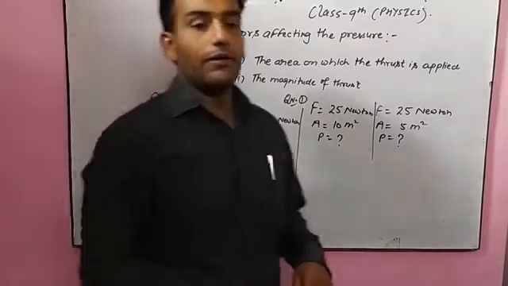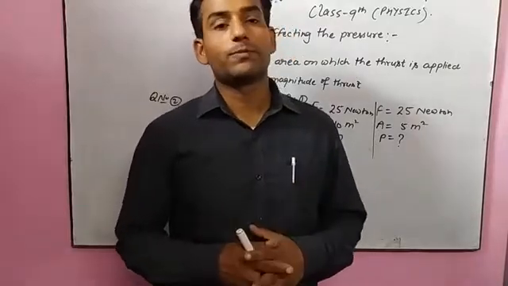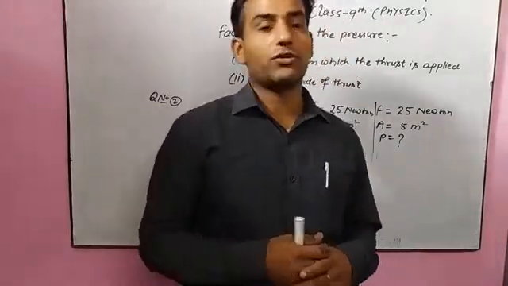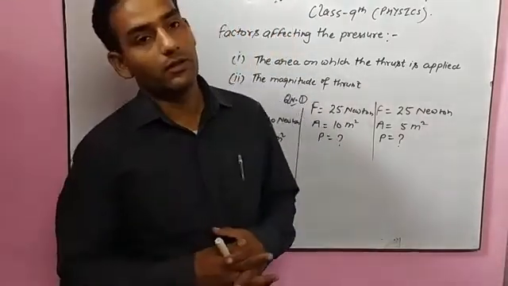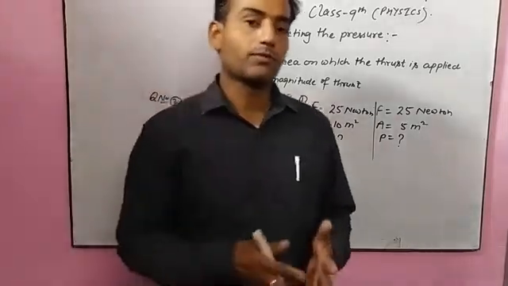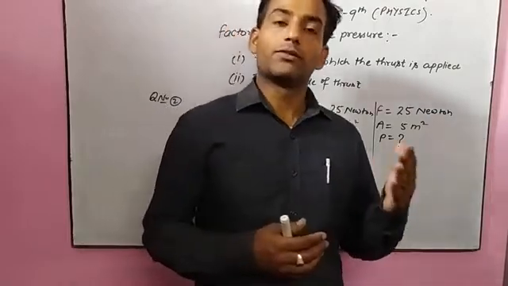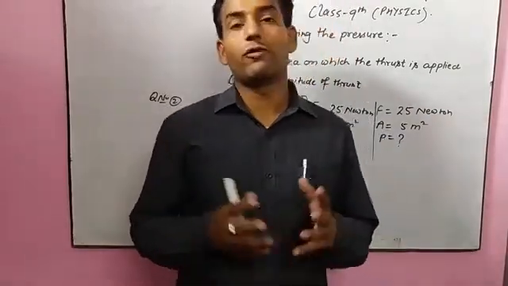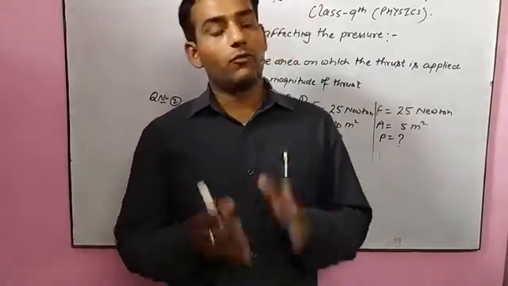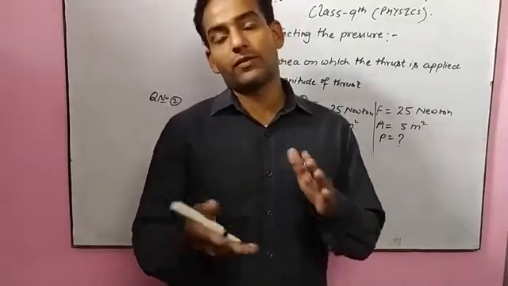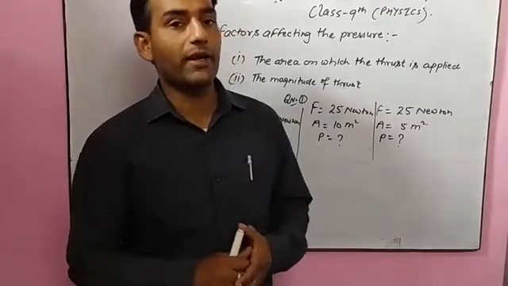In my first lecture of this chapter, I told you what is thrust, what is pressure, and some numericals also based on thrust and pressure. I told you that thrust is nothing but the weight exerted on the surface of the earth or on any object, and pressure is the thrust per unit area. I also took one example of a brick kept vertically or horizontally, on the basis of less area or more area, and how the pressure was exerted by that brick.